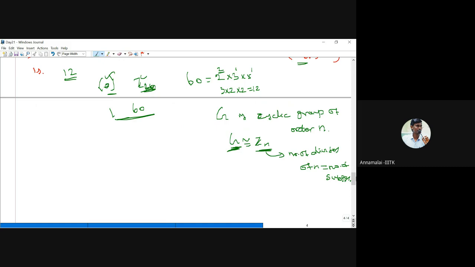Okay. Any doubt? Therefore, we have 12 subgroups in Z60. This is true only for cyclic groups. In a cyclic group, for each divisor, there is a unique subgroup. That is very important. In some other groups, for each divisor, sometimes we will get more than one subgroup of the same order. But in a cyclic group, for each divisor, we have a unique subgroup of that order. Okay.